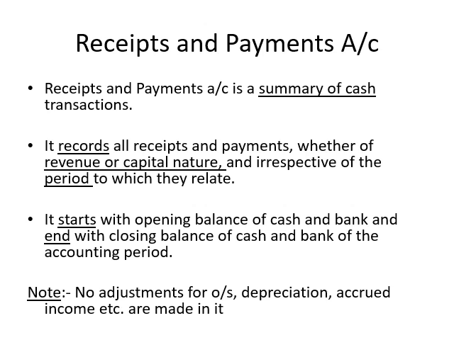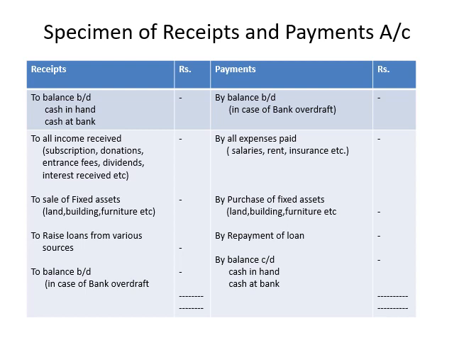It starts with the opening balance, which may be cash or bank, and ends with the closing balance of cash and bank. In this account, no adjustments will be done. Payable or receivable items will not be recorded. Next, I am going to discuss the specimen of the receipts and payment account.